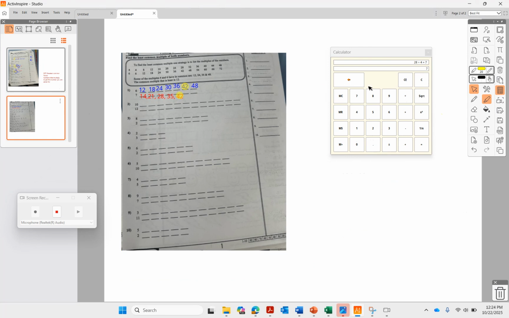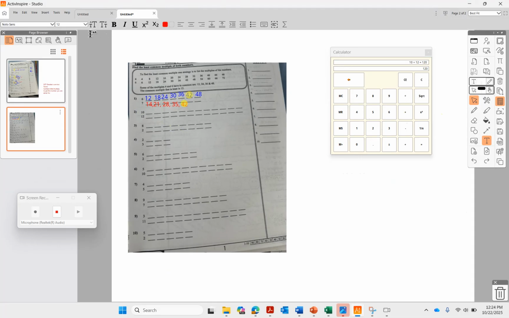Okay, so let's try the next one, which is 10. So what I'm saying is that if I come over here and I say 10 times 12 is 120, that means they will definitely have 120 in common as a common multiple. But we want to see if we can get a number that is smaller, less in value. So I'm going to go back over here. I'm going to actually take this down to 10. I'm going to do blue, and I'm just going to type these in.